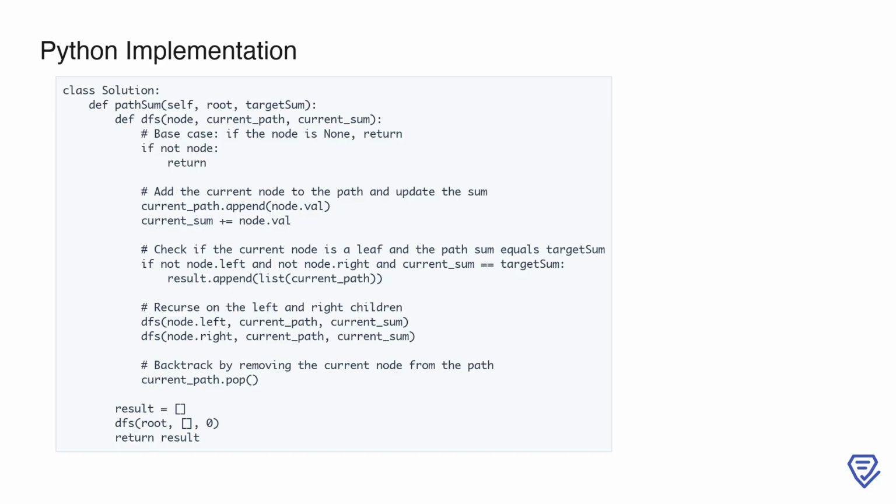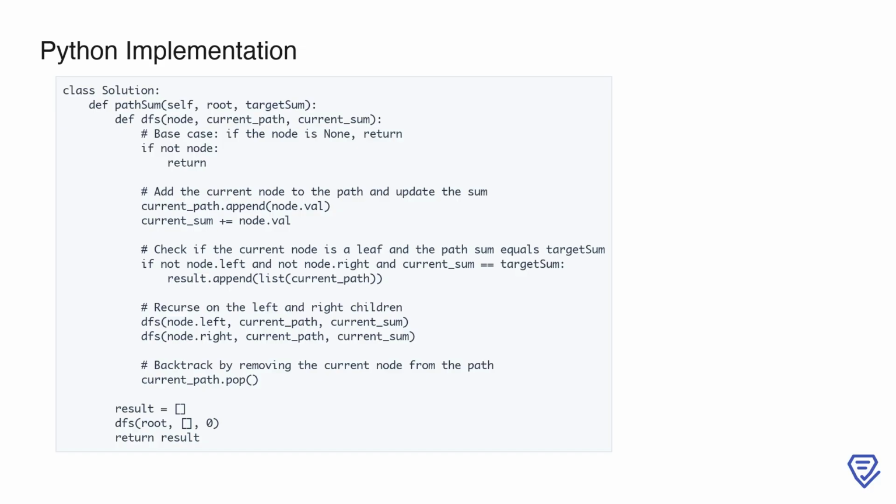Base case: if the current node is None, the function immediately returns since there is no further path to explore. Recursive processing: for each node, its value is added to both the current_path and current_sum. If the node is a leaf, i.e., it has no left or right children, and the current_sum equals the desired target sum, the path is added to the result list. If the node is not a leaf, the function recursively calls itself for the left and right children.